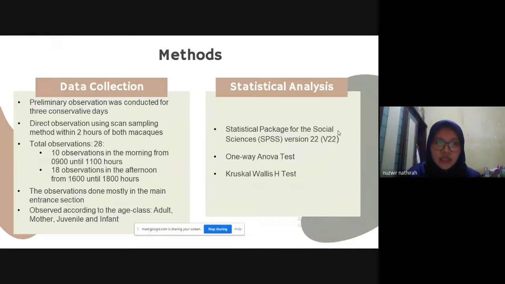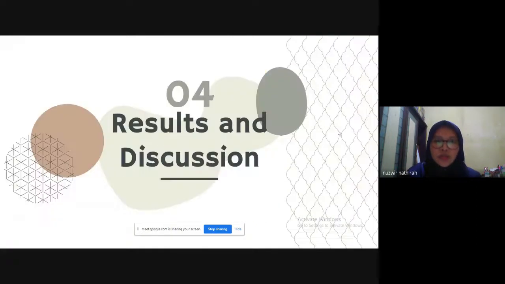As for the data collection, preliminary observation was conducted for 3 consecutive days. Direct observation using the scan sampling method within 2 hours of both macaques. So the total observation is 28, which is 10 observations in the morning, 18 observations in the afternoon. The observation was done mostly in the main entrance section and observed according to the age class, which is adult, mother, juvenile, and infant. I used SPSS version 22 and the tests were one-way ANOVA test and Kruskal-Wallis H test. We go to the result and discussion.